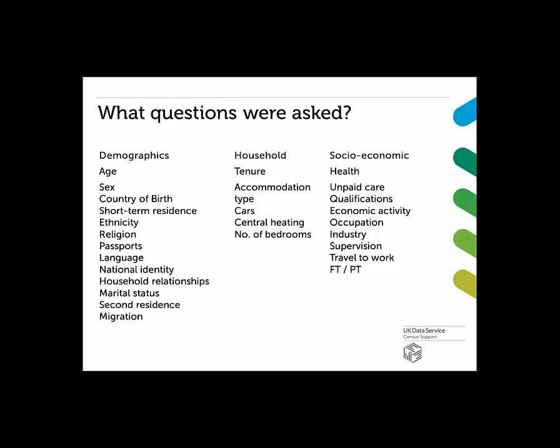And then for households, they were asked about tenure, accommodation, cars, central heating, number of bedrooms, and a few other bits and bobs. And then for socioeconomic, you asked for health, unpaid care, qualifications, economic activity, occupation, industry, supervision, travel to work. Now, one thing that does jump out in all of that is that the income was not asked. Income has been a hot topic. It's really important for social policy. It's really important for identifying where resources are needed.